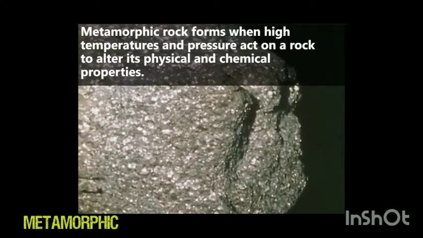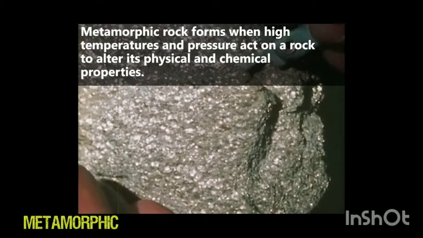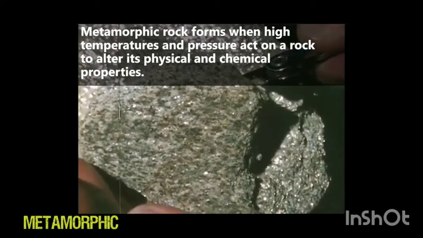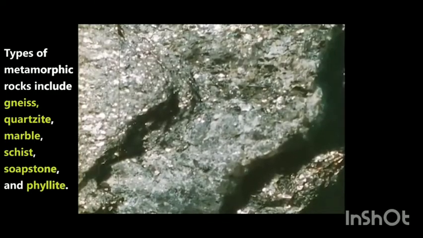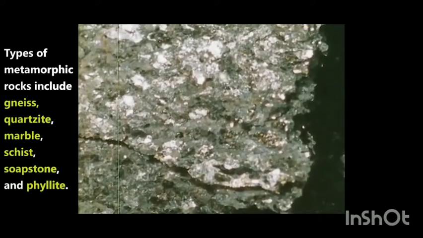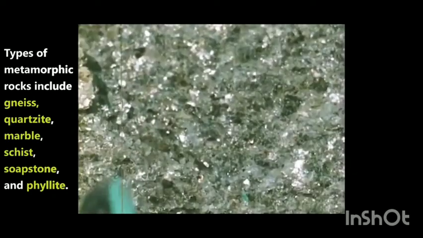Next is metamorphic rock. Metamorphic rock forms when high temperature and pressure act on a rock to alter its physical and chemical property. It is formed due to high pressure, and the types of metamorphic rocks are quartzite, marble, soapstone, phyllite, gneiss. These are the types of metamorphic rocks.